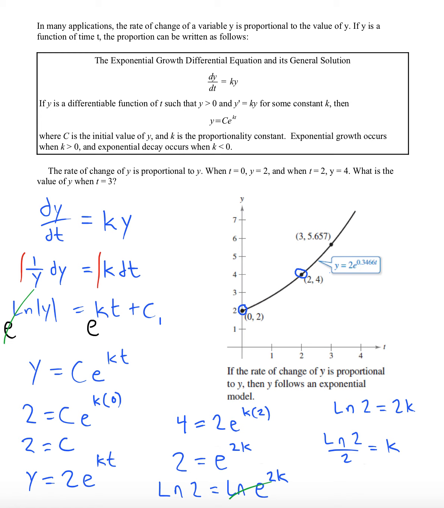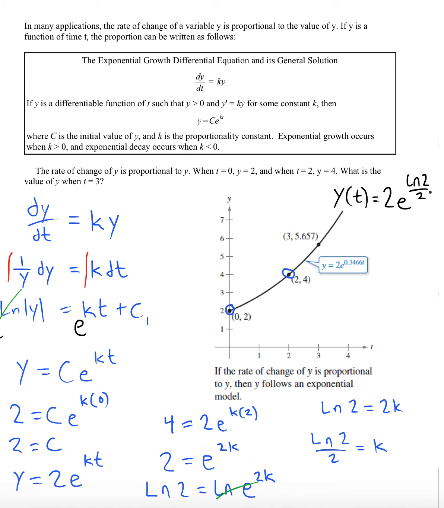At this time, we can write the particular solution. It's y of t equals 2e to the ln 2 over 2 times t. Y equals 2e to the ln 2 over 2 t.